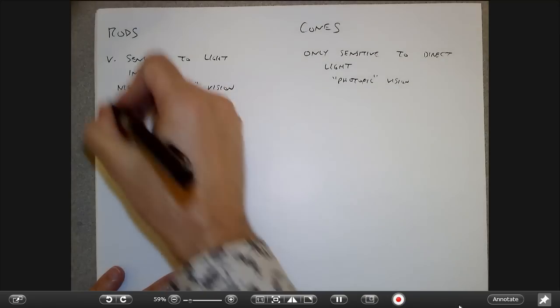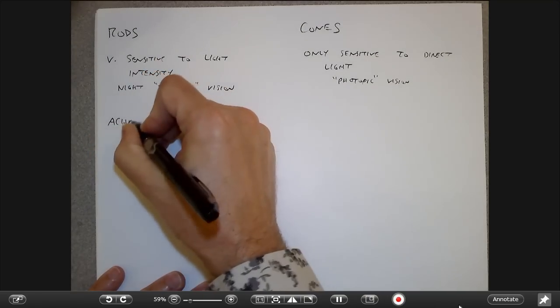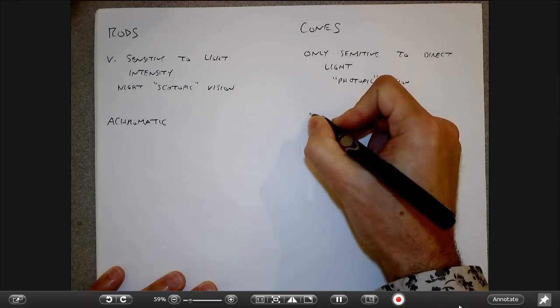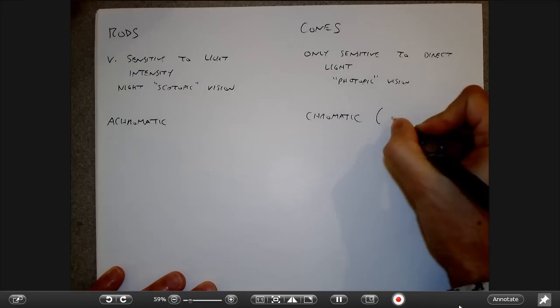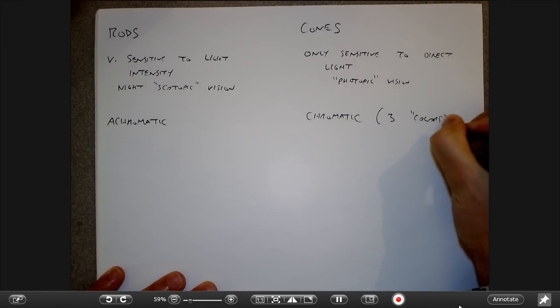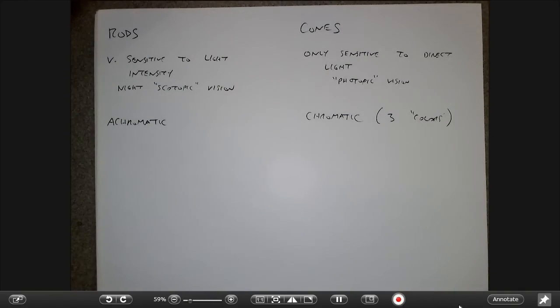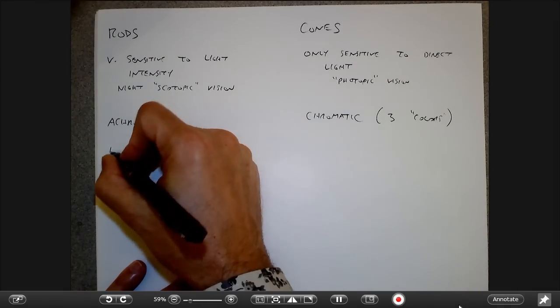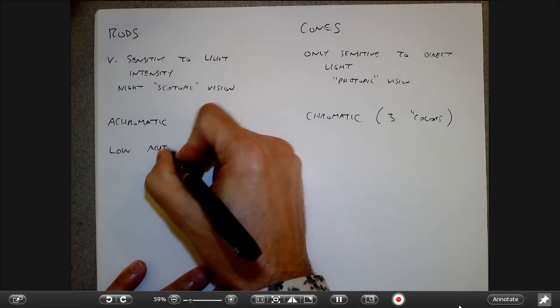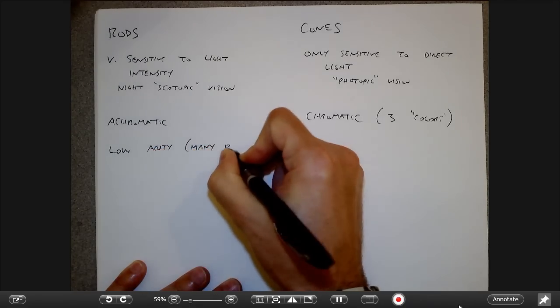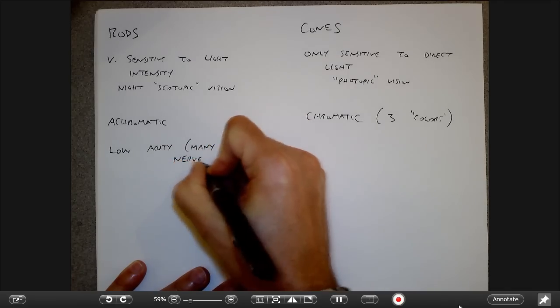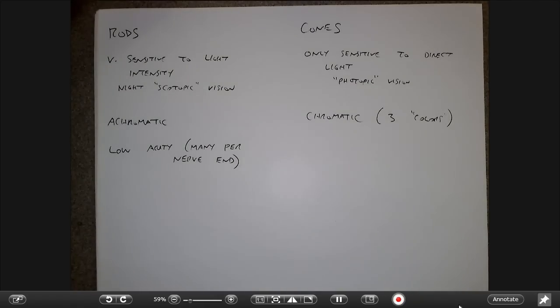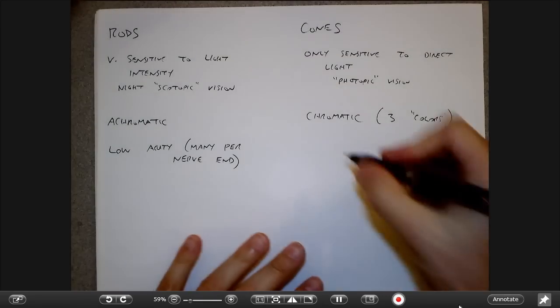And so basically the rods are not sensitive to color at all. So I call them achromatic. Whereas the cones are sensitive to color. And as we'll talk about in just a second, they respond to three different colors. Okay, so you've got three different kinds of cones, which are coarsely like red, green, blue cones, but not exactly, as we'll talk about in just a second. So the rods, I would say, basically have what's called low acuity, meaning that there are many rods per nerve ending. So the information from many rods at once is getting aggregated and carried along a single nerve, okay?